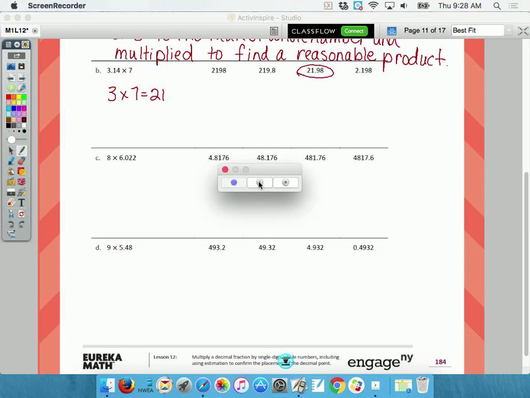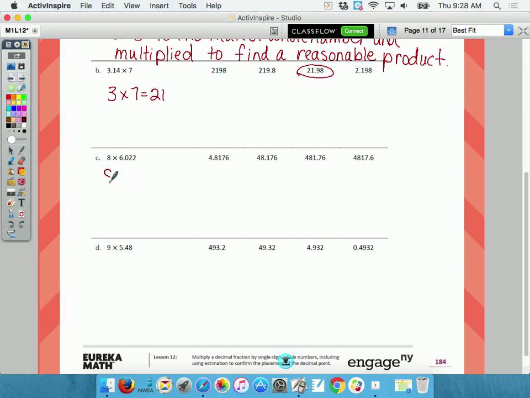Okay, so 6 and 22 thousandths rounds to what, boys and girls? 6, right? So you got 48,176.6 thousandths. Very good. Okay, 5.48. Now they're trying to trick you. 9 times 5, because 5.4 is below the midpoint. And then you got 49 and 45. Okay, so you think you know what to do? That's all your exit ticket is. Pretty simple, huh? Okay, let's do a couple problems.